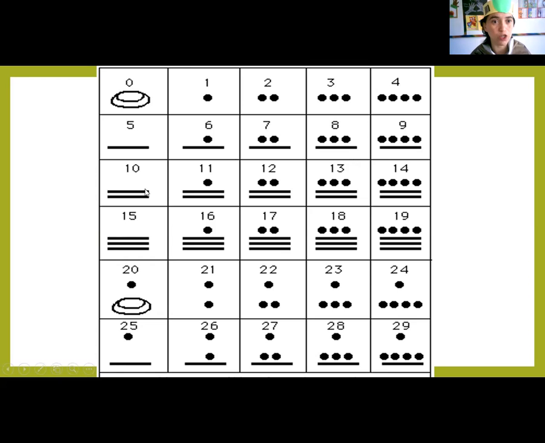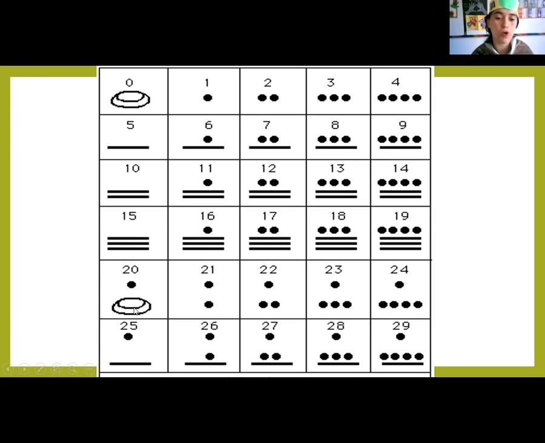Now we're going to continue with number 10. Remember, it's going to be 2 bars because each bar is 5 units. Number 11, 2 bars and 1 dot. Number 12, 2 dots and 2 bars. Number 13, 3 dots and 2 bars. Number 14, 4 dots and 2 bars. Number 15, we're going to have 3 bars. Number 16, remember that we have to put 1 dot and 3 bars.